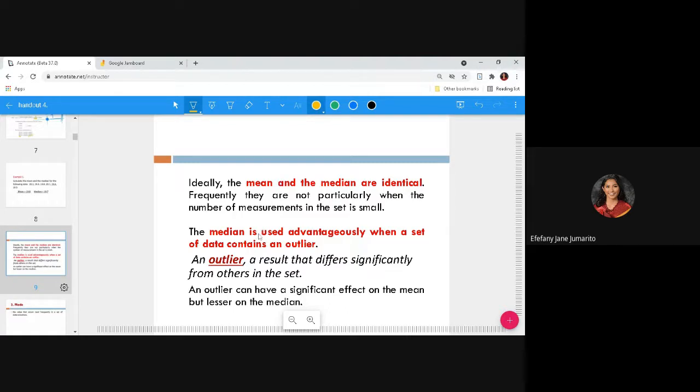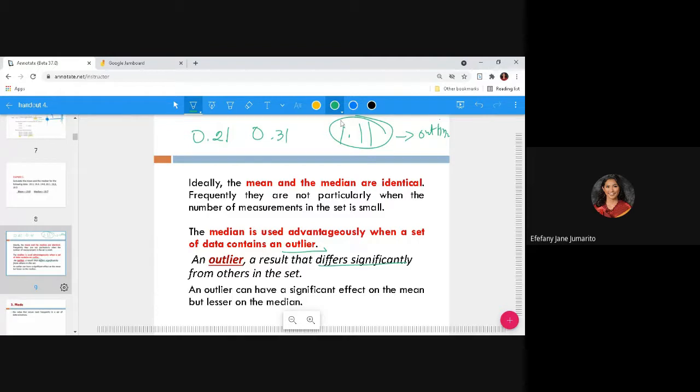The median is used advantageously when a set of data contains an outlier. An outlier, class, is a result that differs significantly from others in the test. It is suspicious, the one that surprises us. You would be surprised if you have the data 0.21, 0.31, and then you have 1.11. So this data is what we call our outlier. There are tests we are going to use later to accept or reject this data.